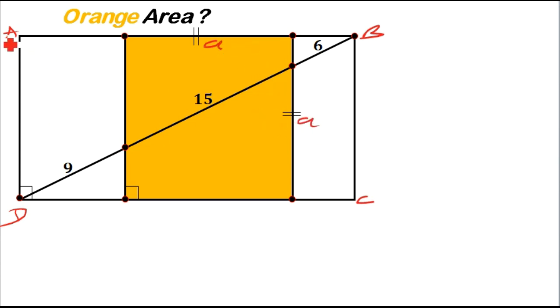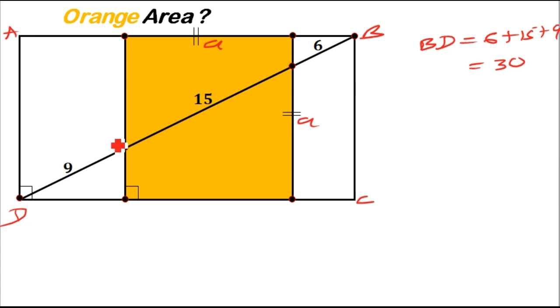Now if you look at rectangle ABCD, and at the diagonal of the rectangle from B to D, the length of the diagonal from B to D is 6 plus 15 plus 9. You get the whole of that diagonal is 30.